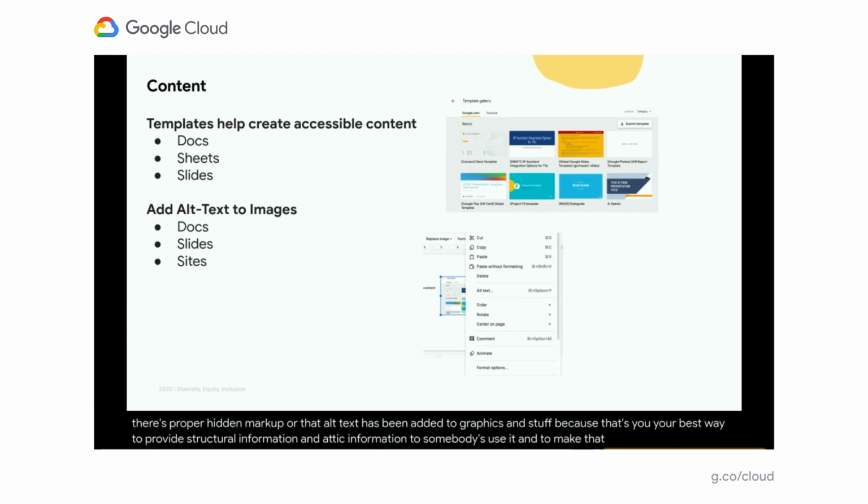And to make that easier, for example, in our products like Docs, Sheets, Slides, and Sites, our templates are designed so that you'll get more accessible content by default, for such things as having the right contrast ratios, so that there's enough contrast between the foreground text and the background.